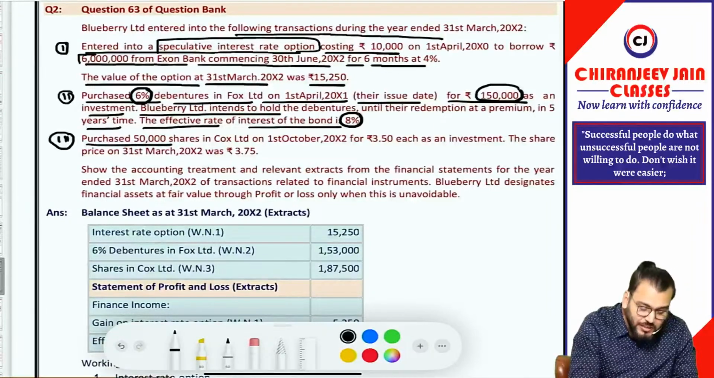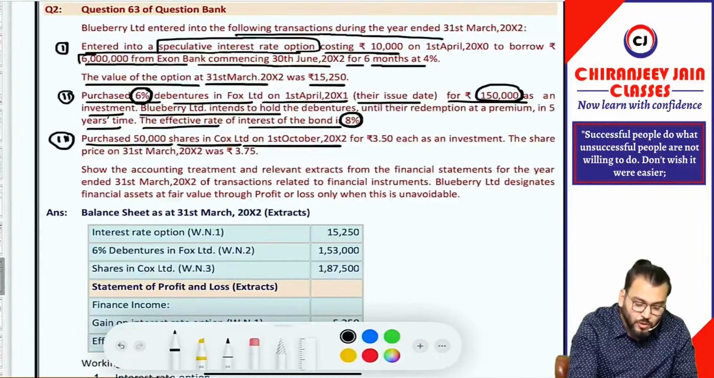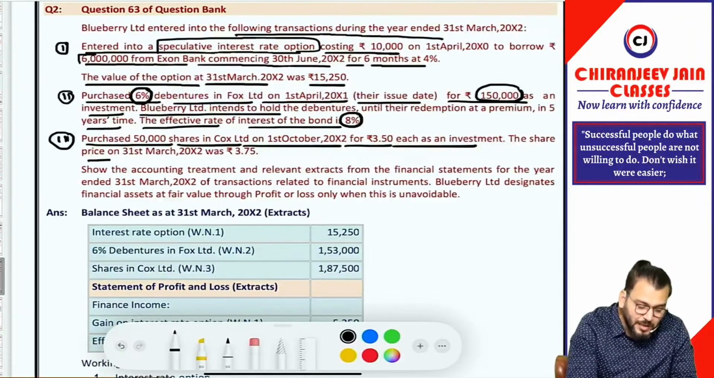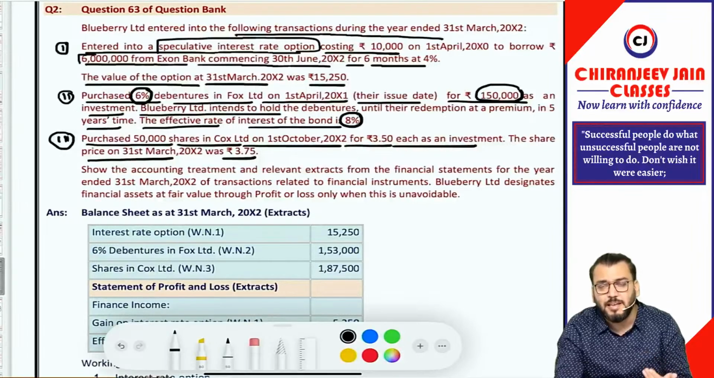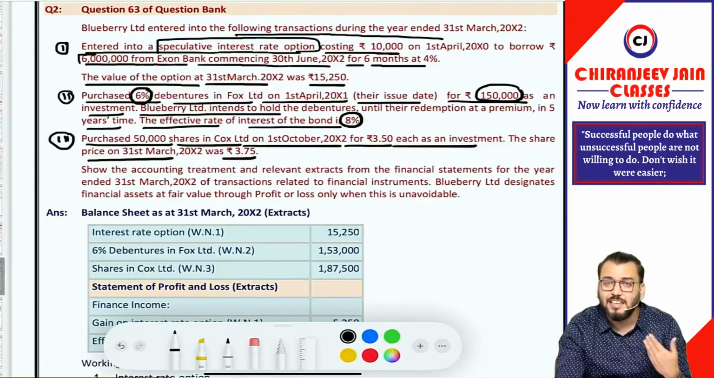Purchase 50,000 shares in Cox Limited on 1st October 2002 for rupees 3.5 each as an investment. The share price on 31st March has become 3.75. Now this is an investment in equity shares of a company. So an investment in equity shares, if it is held for the purpose of trading, will be classified as FVTPL. Otherwise an option has been given.